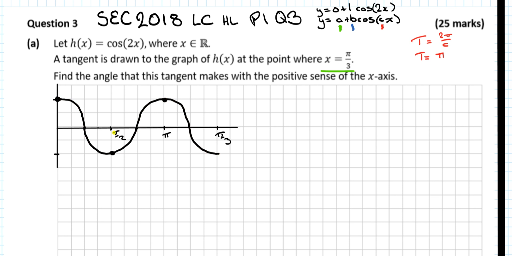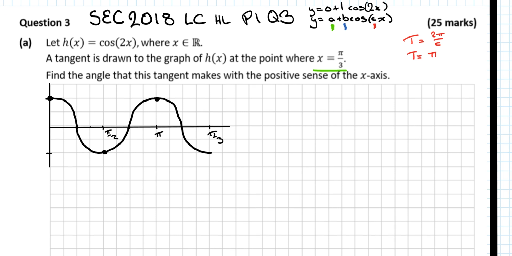At x is pi over 3. Pi over 3 is roughly speaking here. So pi over 3, nah, it's a bit further to the left, isn't it? It's probably around here, because it's 8 cubes across. 8 divided by 3 is 2.6, so it's about here. So I'm looking for the tangent, that tangent right there. It's at pi over 3. I want the slope of that tangent.